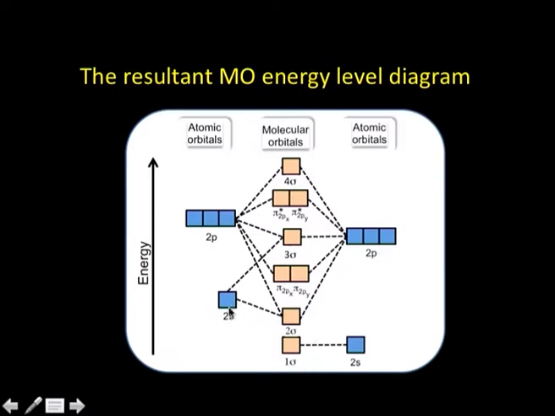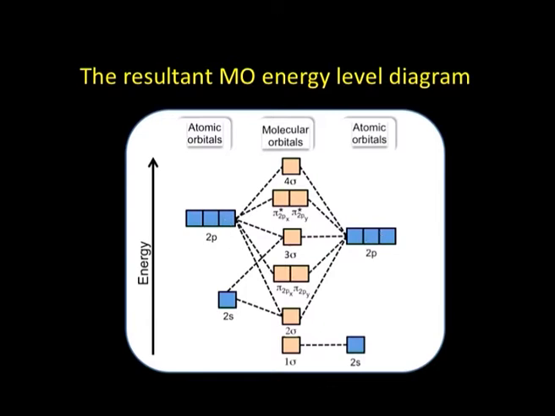Then the 2s and 2pz orbitals of carbon and the 2pz of oxygen undertake the combination, and since 3 orbitals are involved, they give rise to 3 molecular orbitals: 2 sigma, 3 sigma and 4 sigma. The 3 molecular orbitals are obtained by the combination of 2s and 2pz of carbon and 2pz of oxygen.